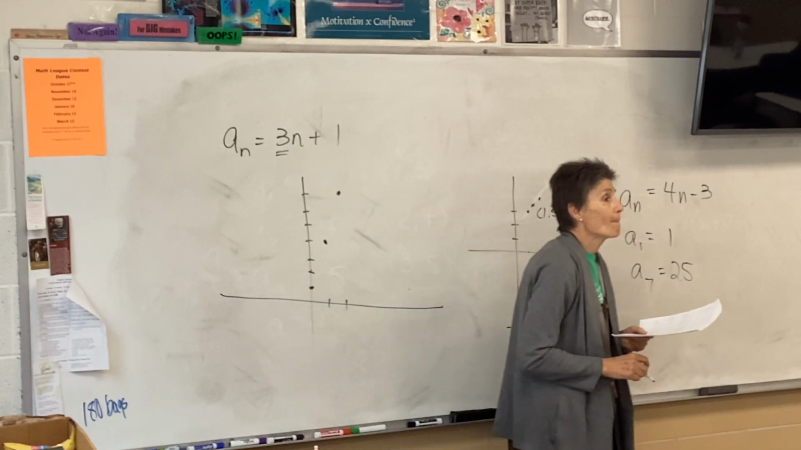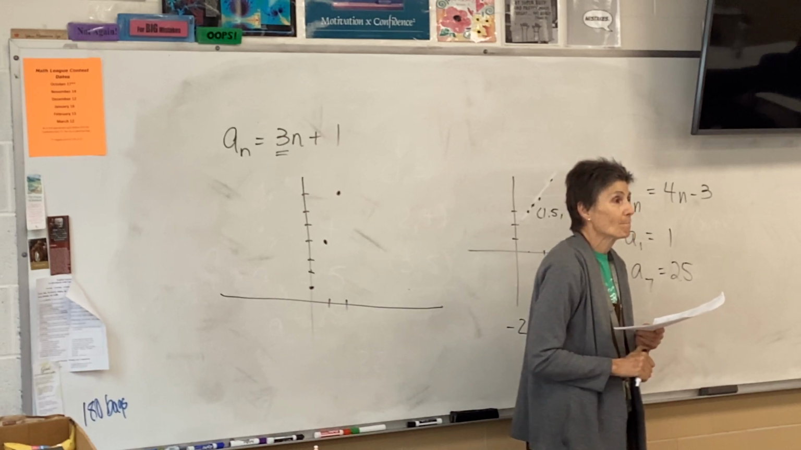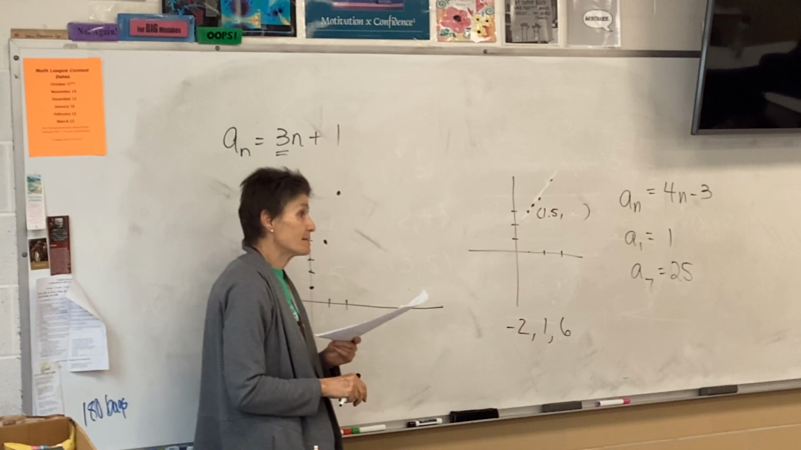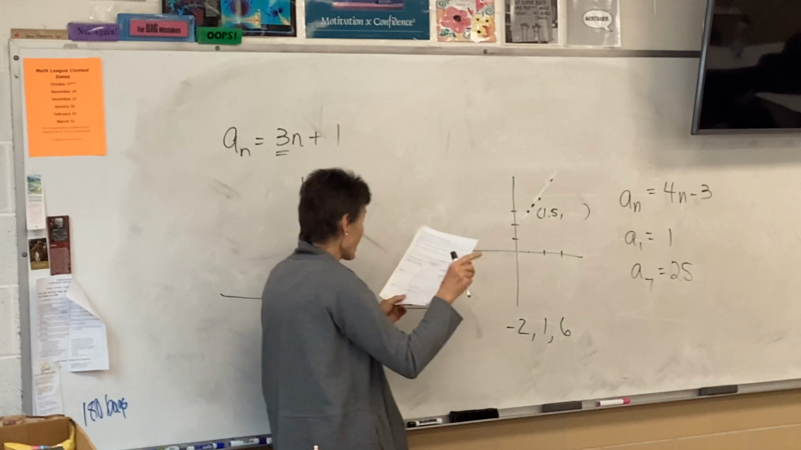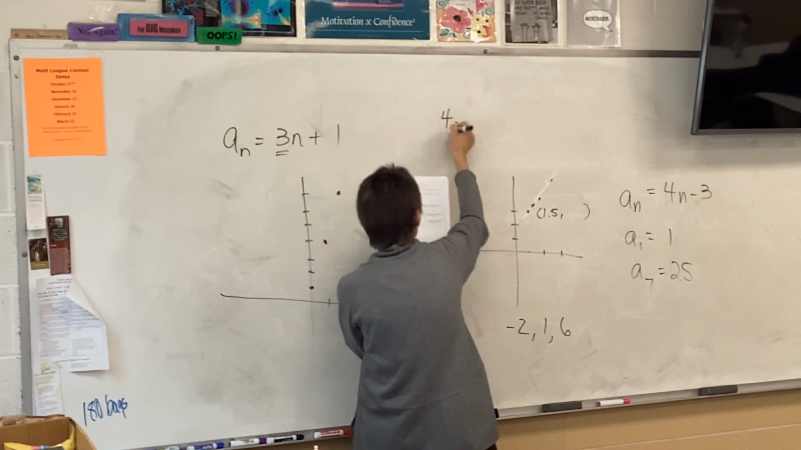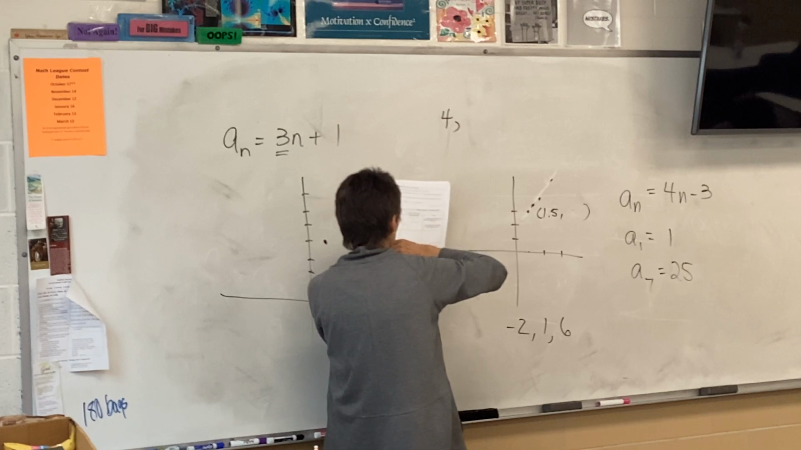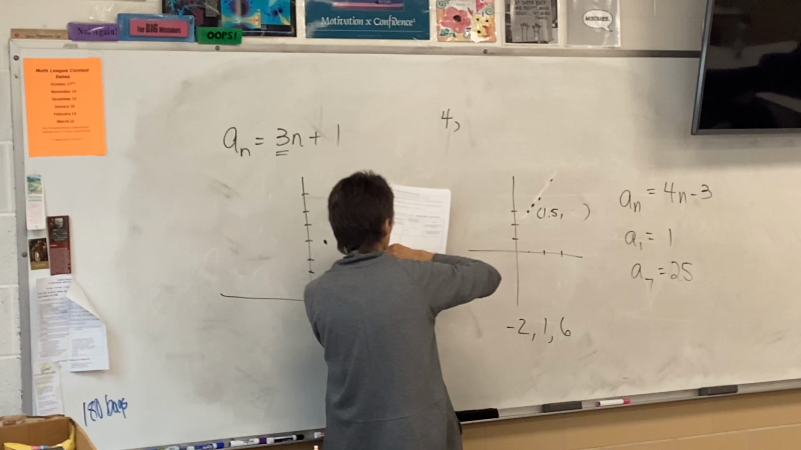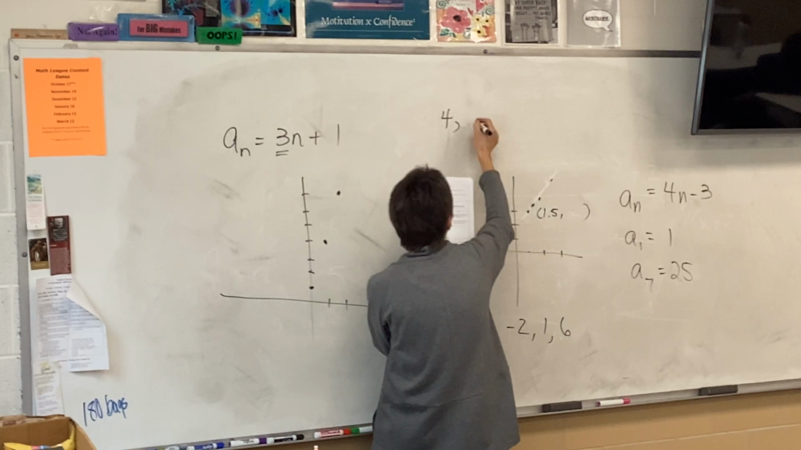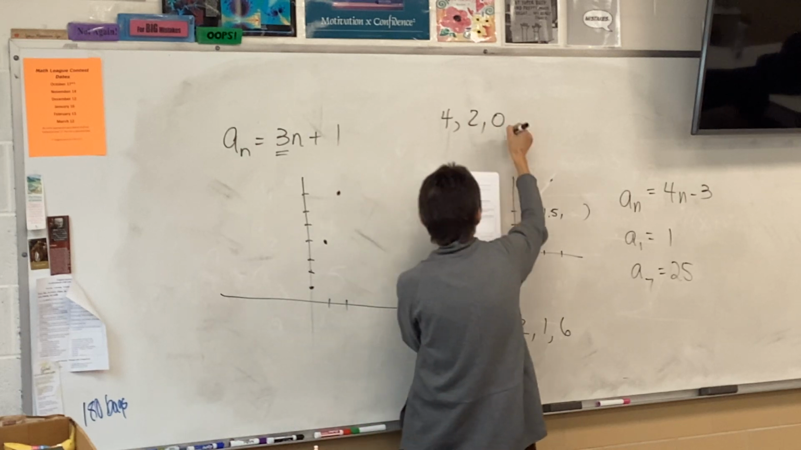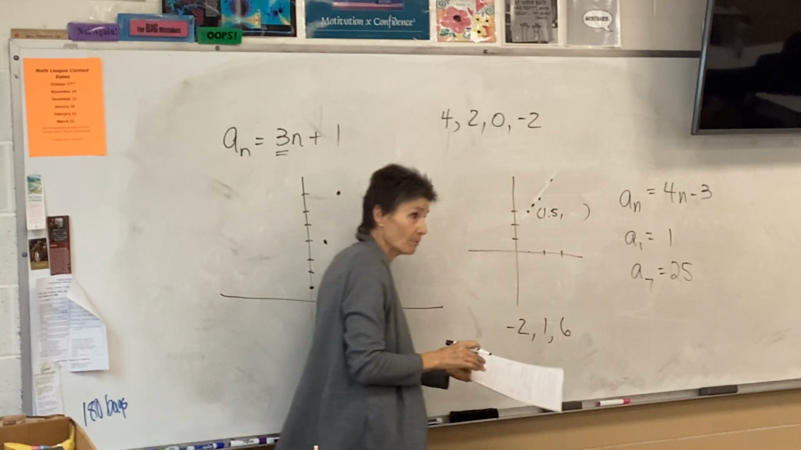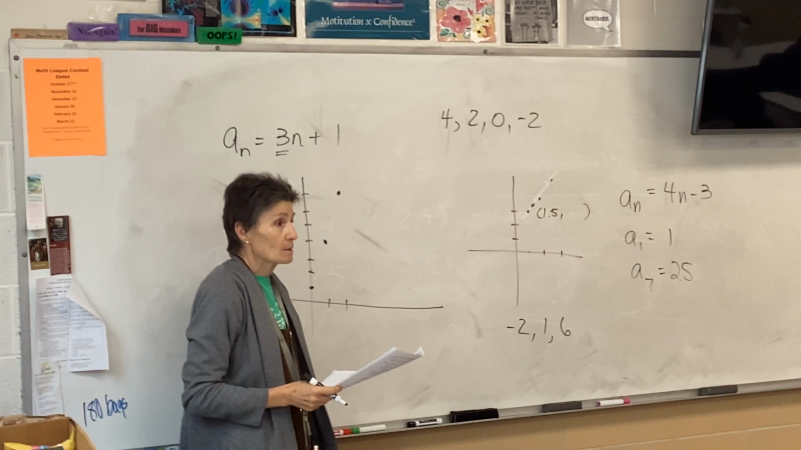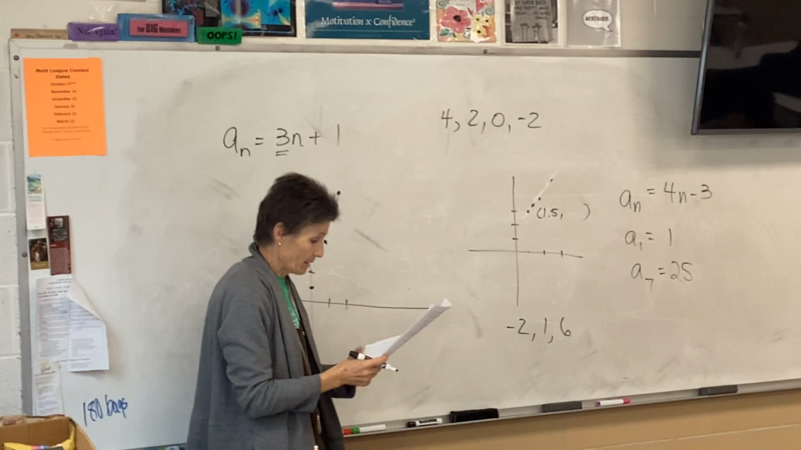What about B? My gut feeling is yeah, and the common difference is -6. But we can check some points. We put in 1, we get 4. Oh no, not -6. The common difference is -2. If I put in 1, I get 4. If I put in 2, I get 2. If I put in 3, I get 0. If I put in 4, I get -2. Is that arithmetic? Yep, with a common difference of -2. Slope is -2.